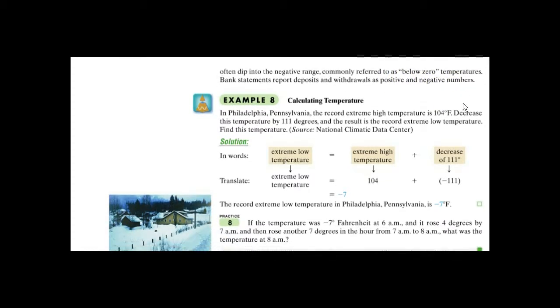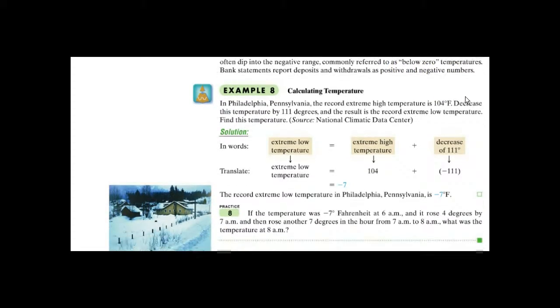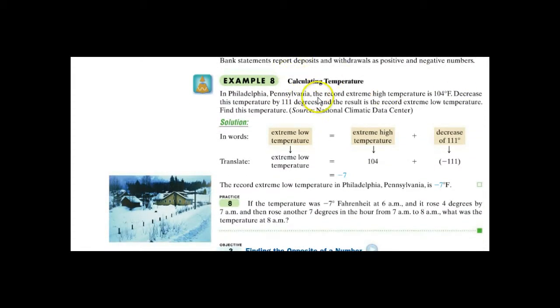And now for a nice word problem here. In Philadelphia, record extreme highs, this, decreasing this temperature by that. That was the low temperature. So a decrease in temperature is negative, so we're adding a 104 to a negative. That will end up with a -7. Okay, that's pretty straightforward.